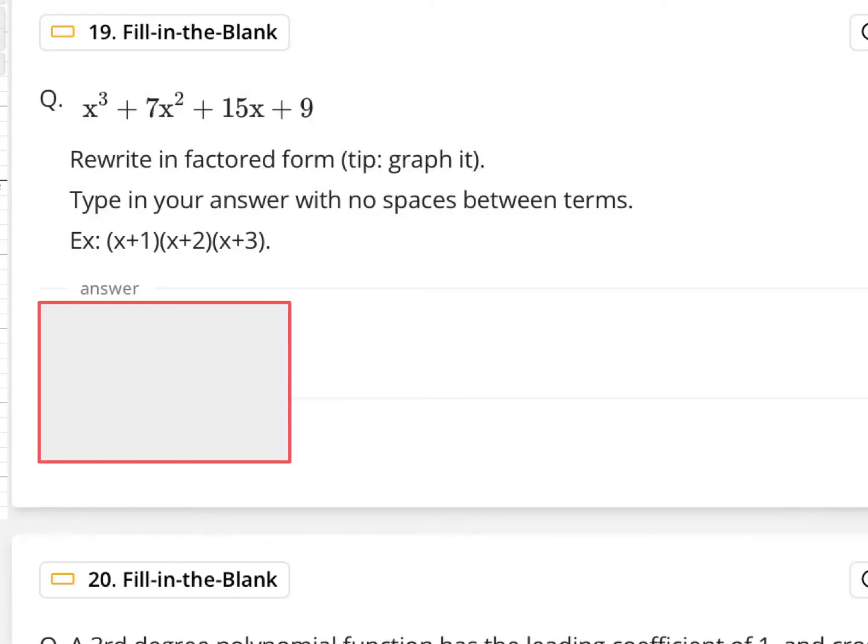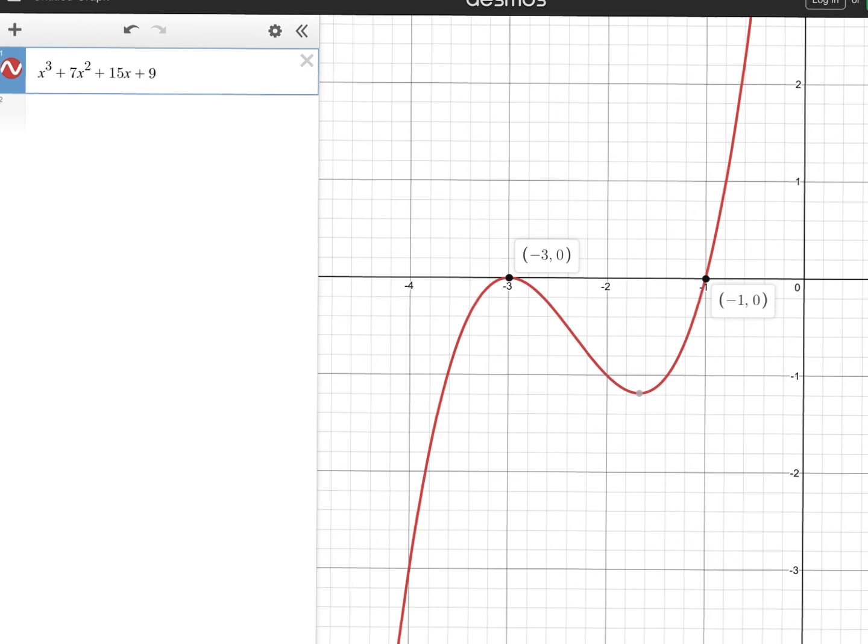Number 19, it says rewrite in factored form. So let's graph this on Desmos. Type it in carefully and you should see this beautiful graph right here. They want us to write it in factored form. So remember, they want parenthesis times parenthesis, something like that, right? But it is a third degree function, so we need 3 answers.